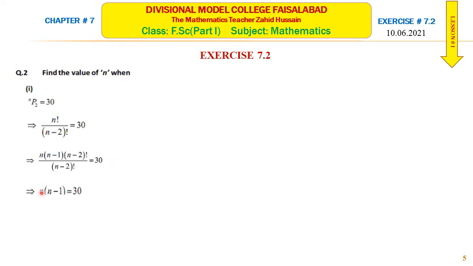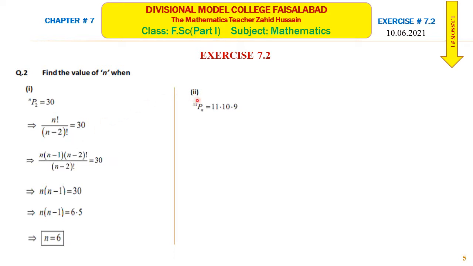Now there are two factors, n and n minus 1, two consecutive numbers, n and a smaller number, n minus 1. So 30 can be written as 6 into 5, the product of two consecutive numbers. Now here n is equal to 6 and n minus 1 is equal to 5. So comparing these two sides, we get n is equal to 6. This is an important part from your examination point of view, and this question is often set in short questions.